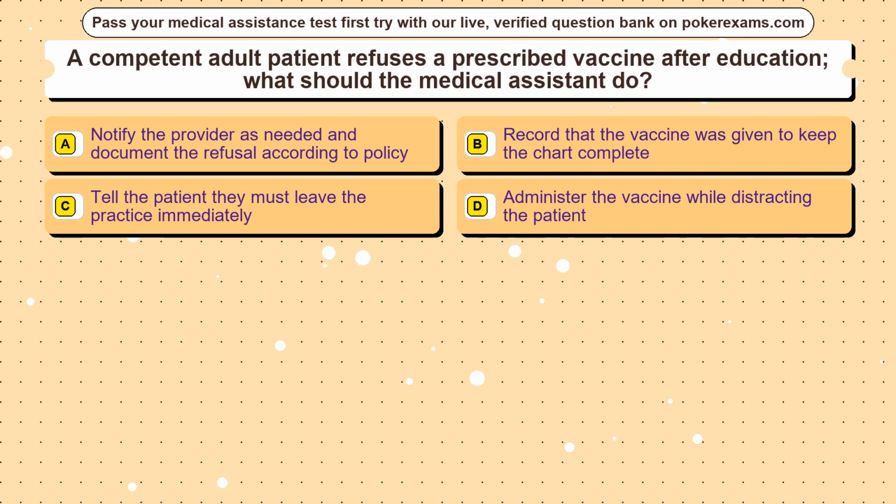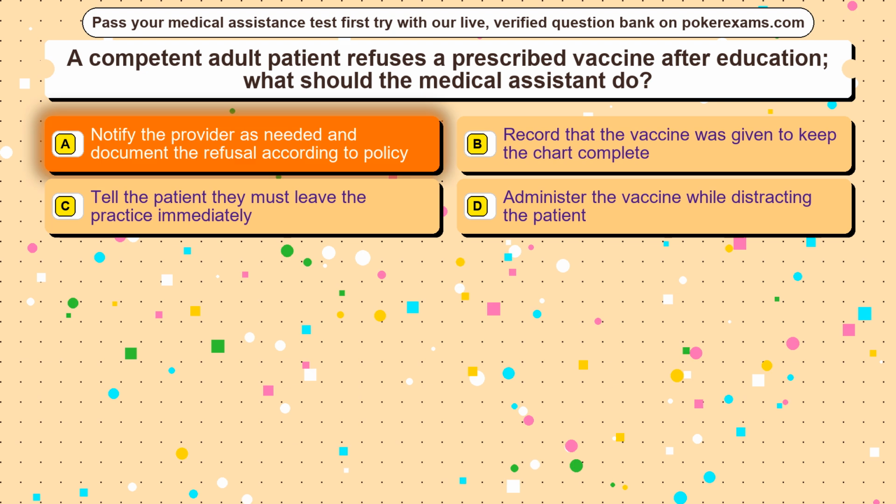Question 67. A competent adult patient refuses a prescribed vaccine after education. What should the medical assistant do? Option A. Notify the provider as needed and document the refusal according to policy. Option B. Record that the vaccine was given to keep the chart complete. Option C. Tell the patient they must leave the practice immediately. Option D. Administer the vaccine while distracting the patient.